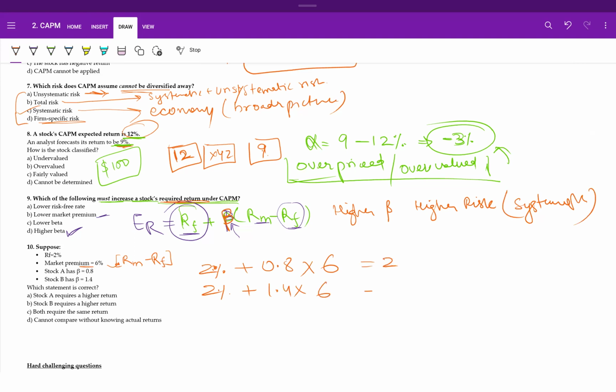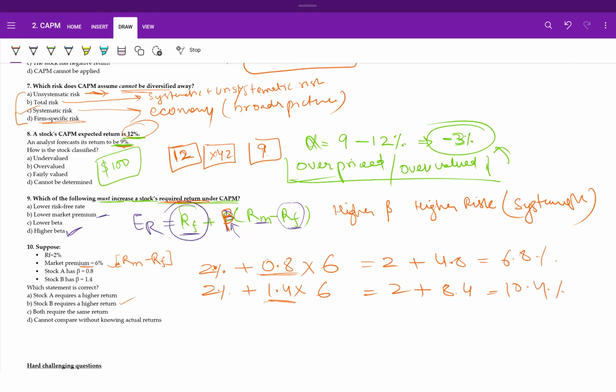So the returns come to 6.8% and this is going to be 10.4%. So what do you make out of this? Which statement is correct? Previously we just discussed this kind of situation. The higher the beta, the higher the return should be. So this means that stock B requires a higher return. Yes, exactly. The answer is B.